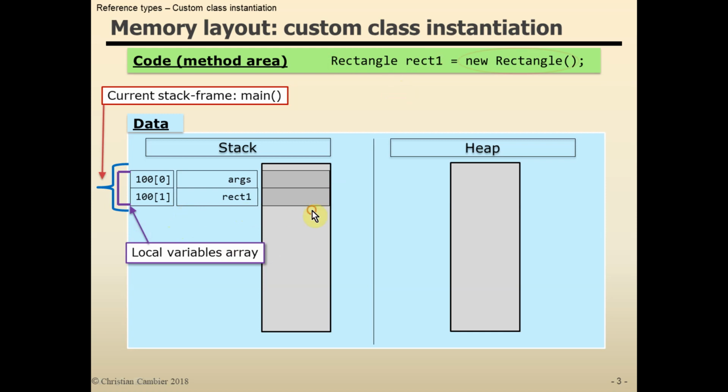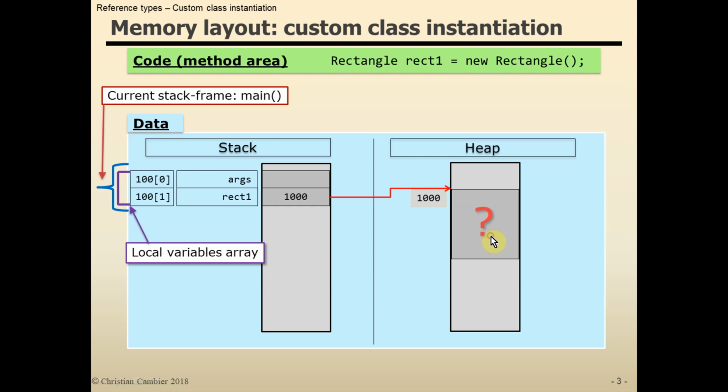Then, new Rectangle. The object is created on the heap at some address. Here I use fictional number 1000. And finally, the assignment operator in the statement assigns the address of the object, 1000, to the local variable rect1. So exactly as I demonstrated earlier with the Random objects.